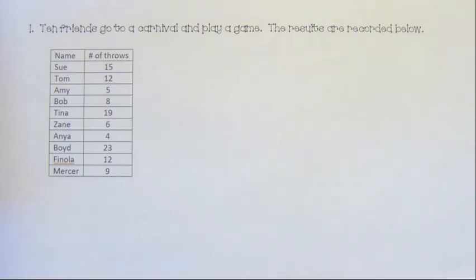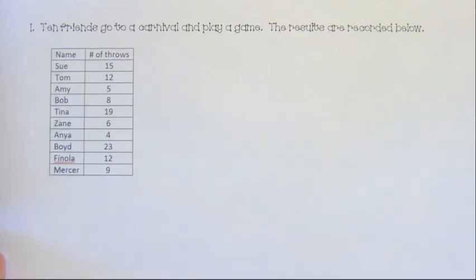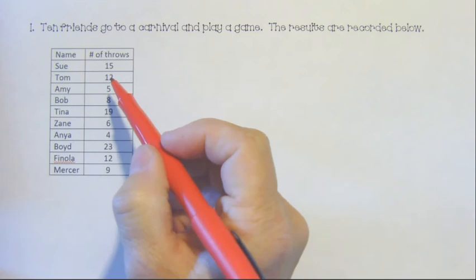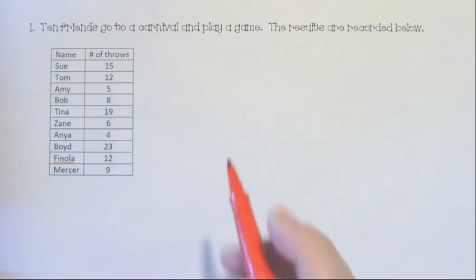The first question looks something like this, where there's 10 friends going to a carnival, they're playing a game. Here's the results from that. So what you want to do is you need to put these numbers in order from smallest to biggest.